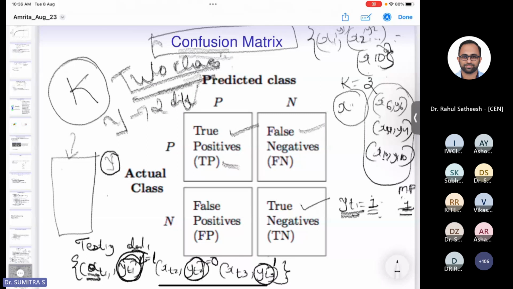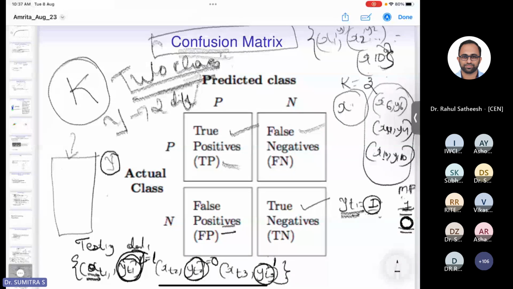We call those with 1 the positive class and those with 0 the negative class. If instead of 1, the model is predicting 0, so actually it is a positive class, its yt1 is 1, but it predicts negative, we call it a false negative. It is wrongly saying that it belongs to the negative class. Actually it is positive, but the model predicts it belongs to the negative class. That is what a false negative is.